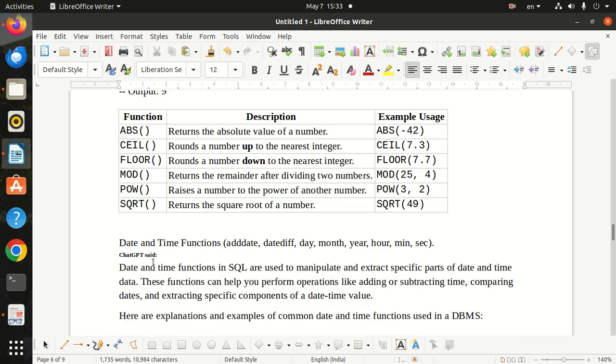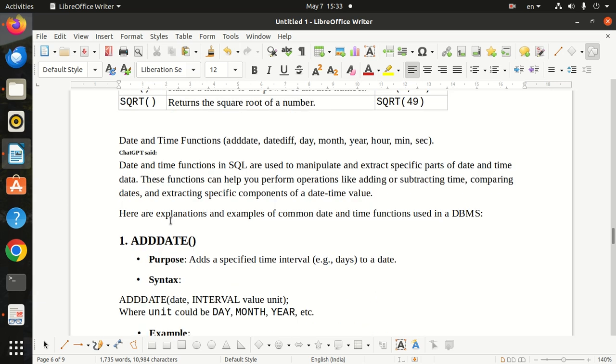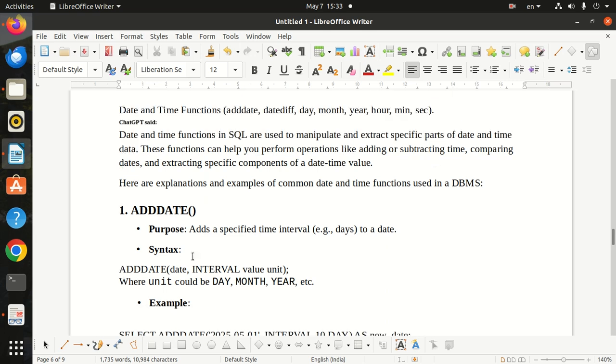Another group of functions is the date and time functions, which include add date, date difference, day, month, year, hour and minute. These functions in SQL are used to manipulate and extract specific parts of date and time data. These functions can help you perform operations like adding or subtracting time, comparing dates and extracting specific components of date time values. Here are some explanations about these functions.